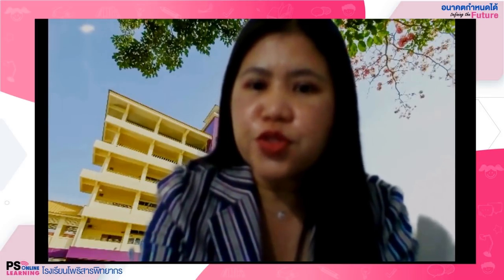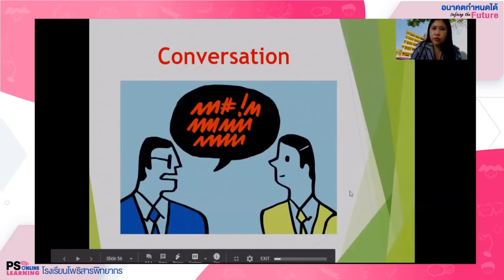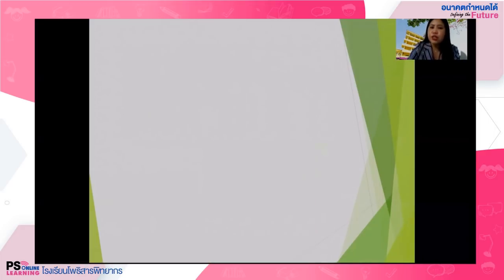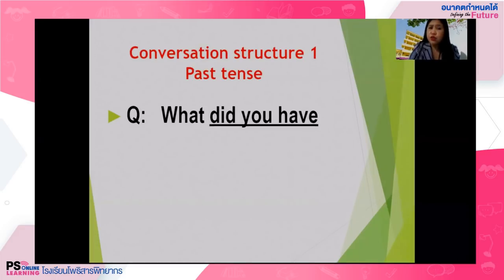Okay, so let's use those dishes in conversation. For conversation, we are going to use 3 conversation structures. The first one is when you finished eating. When you already finished eating, you have to use past tense. So this is our conversation structure number 1 for past tense. When you use past tense, you have to use the word did. You have to start with what and then use did. So what did you have for lunch? Again, what did you have for lunch?